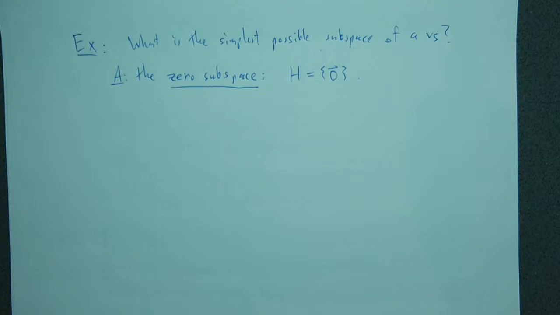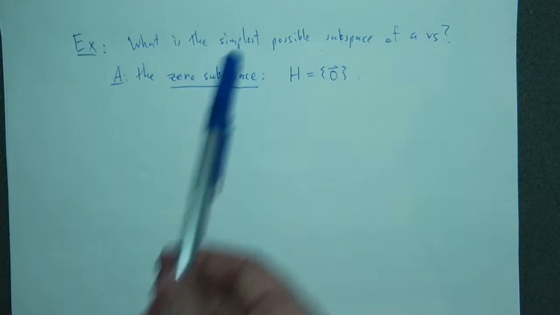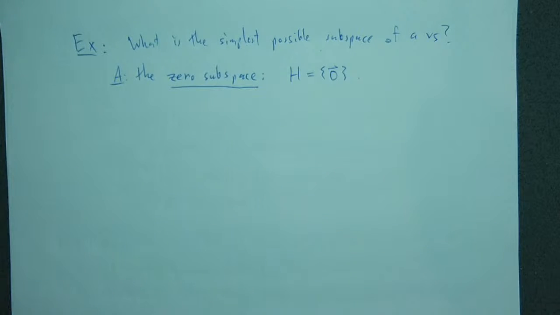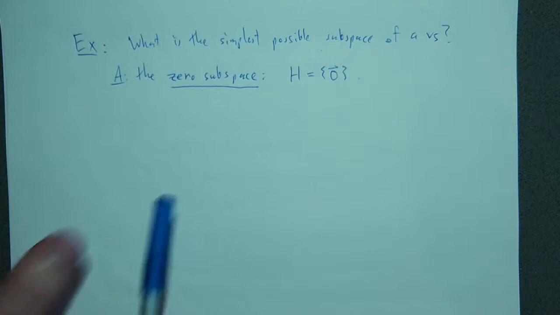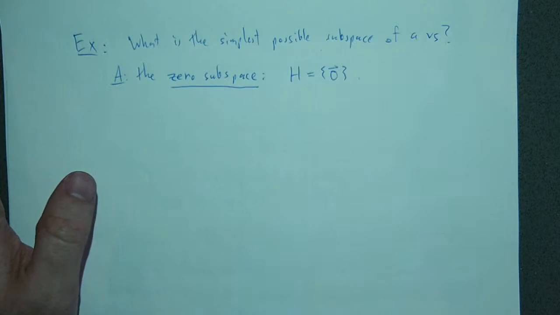Okay. Someone else said H is equal to V. That's a perfectly fine answer too, and I'll talk about that here in just a second. In terms of simplest, the subspace being equal to the entire vector space is also an example of simplest. So if you're talking simplest in terms of size or in terms of ease of writing, then it depends. But anyway, I'll talk about that in just a second. So what's the simplest possible subspace of a vector space?